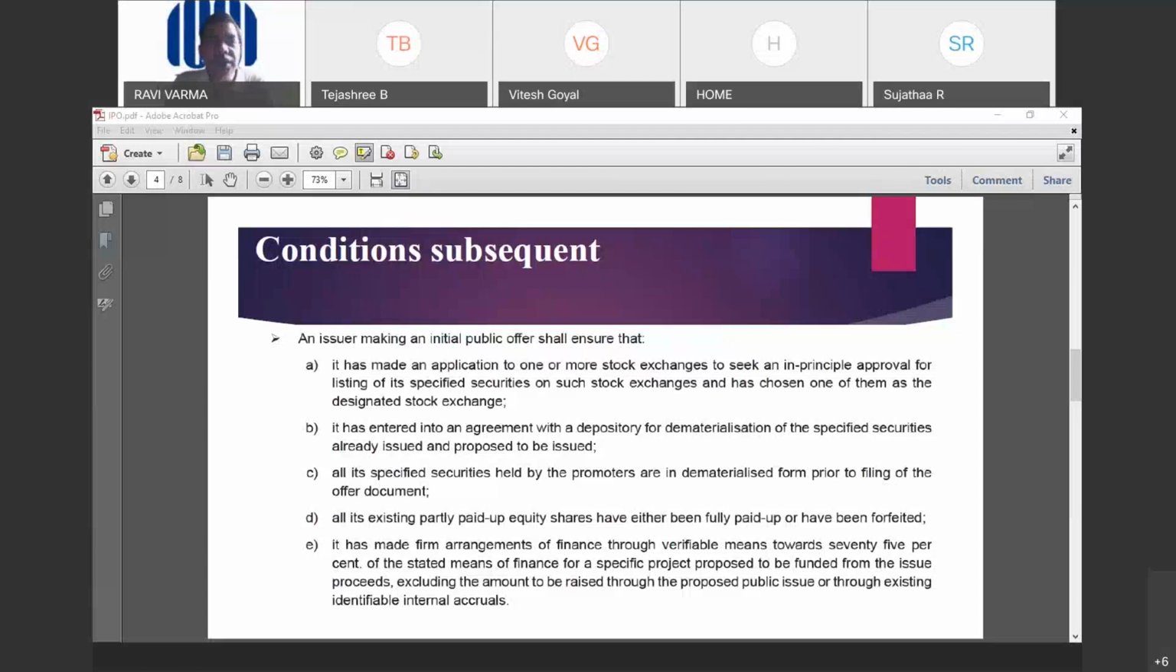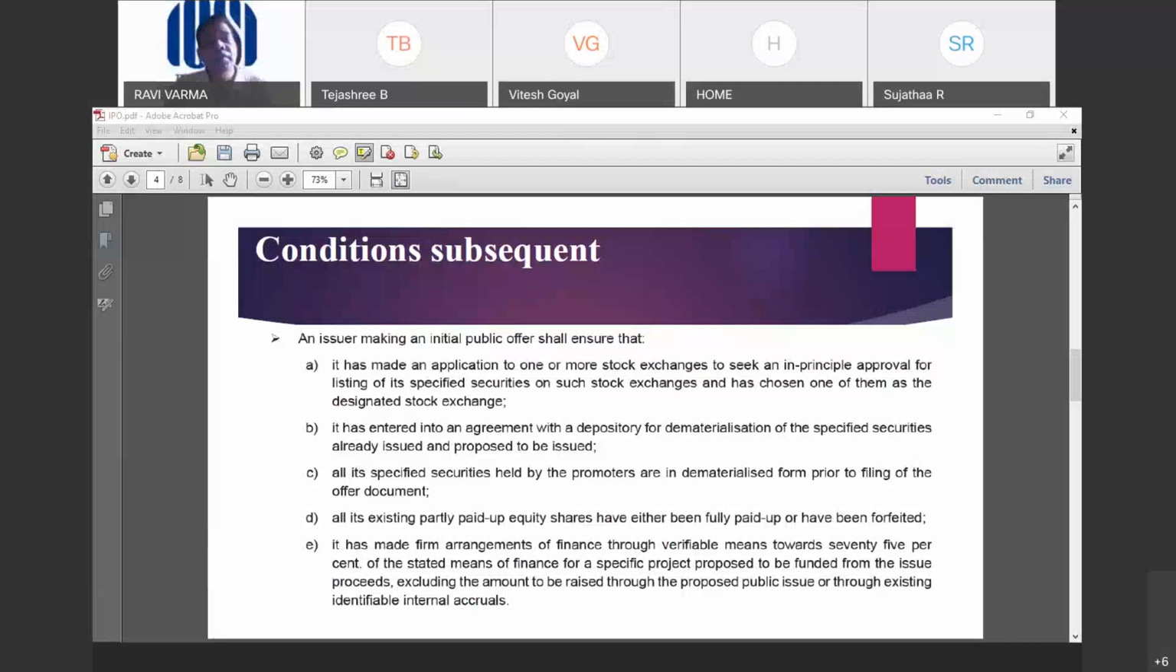Sir, what are those criteria? The criteria, one by one. First, they need to make an application to the stock exchange for in-principle approval. Immediately get it listed, because if you do not list it, how will the investors benefit? The benefit is only from listing. So get it listed. Ensure that your shares are in demat form. Ensure that the promoters are holding 100% demat.